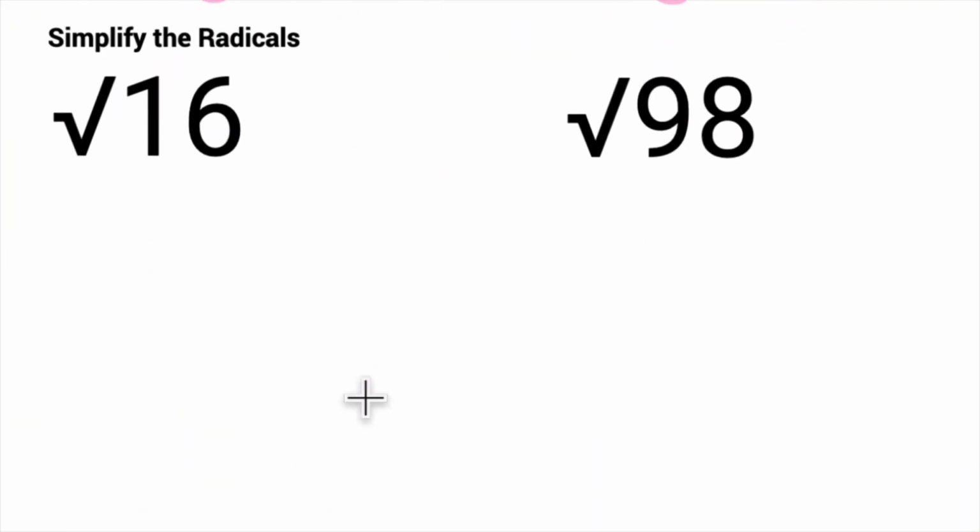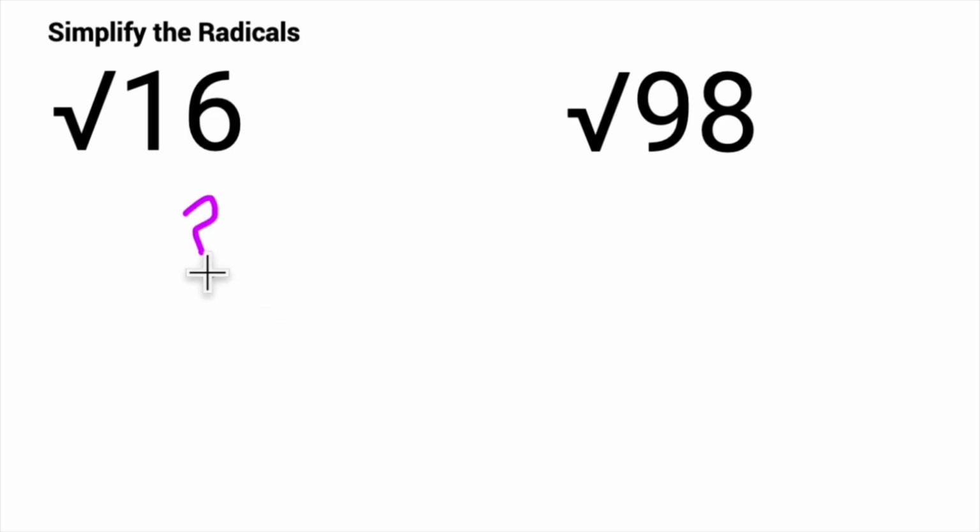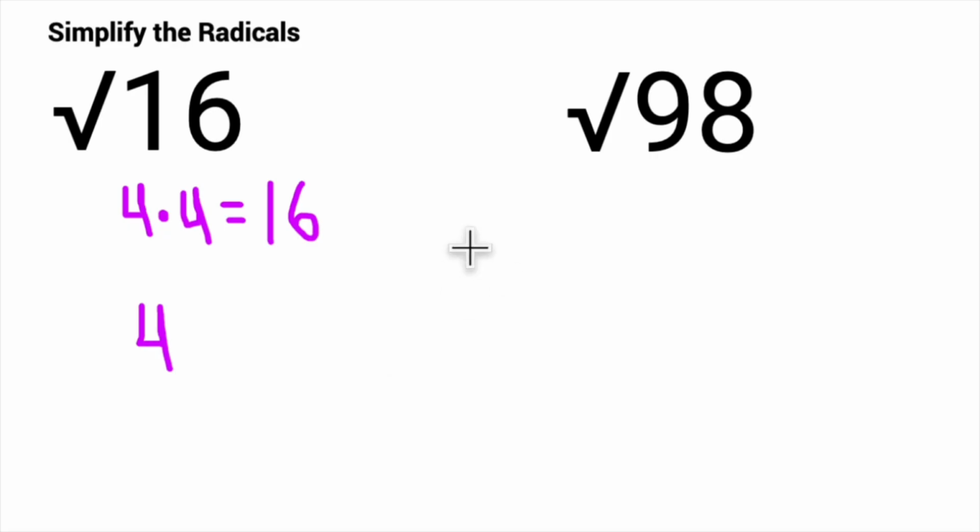So now we're going to get to another level and simplify the radicals. So I'm going to walk you through it. For this first one, we just find 2 numbers to get the number 16, so that's going to be 4. So now let's move on to this one.